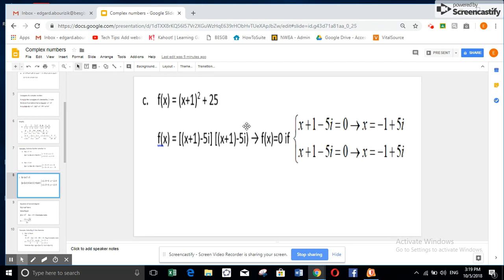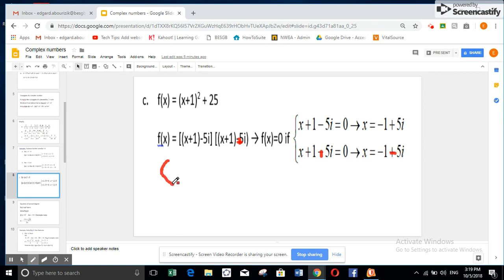Another example, suppose you want to factorize this one. First of all, it's of the form a² + b². And a² + b², we know it's (a − ib)(a + ib); here 25 will be 5i. Here you have plus, not minus, plus. So if you equate it to 0, x + 1 − 5i is 0, and x + 1 + 5i is 0. You're going to get x = −1 + 5i, and x = −1 − 5i.